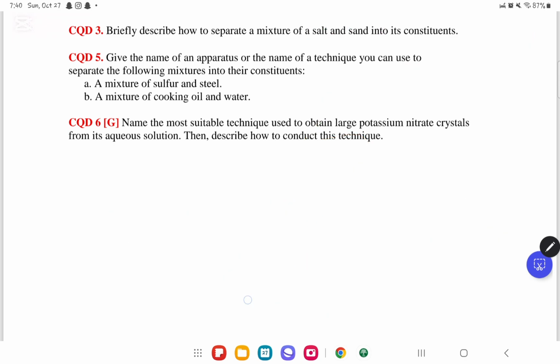Now CQD number 5. Give the name of an apparatus or the name of a technique you can use to separate the following mixture. A mixture of sulfur and steel. Very simply, steel is attracted by a magnet, but sulfur is not attracted by a magnet. So you're going to use a magnet to attract the steel.